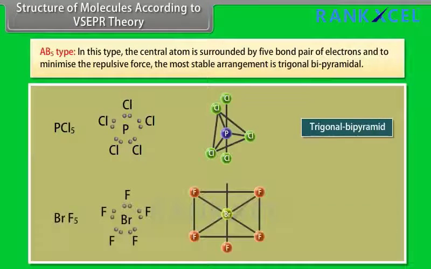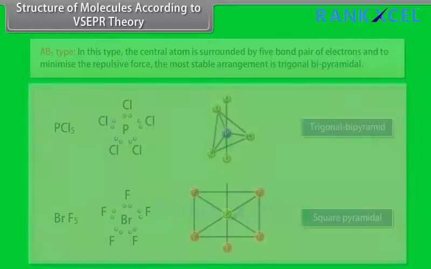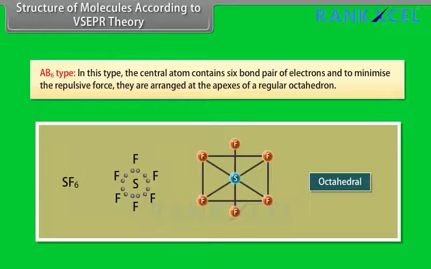AB5 type. In this type, the central atom is surrounded by five bond pairs of electrons, and to minimize the repulsive force, the most stable arrangement is trigonal bipyramidal. AB6 type. In this type, the central atom contains six bond pairs of electrons, and to minimize the repulsive force, they are arranged at the apexes of a regular octahedron.